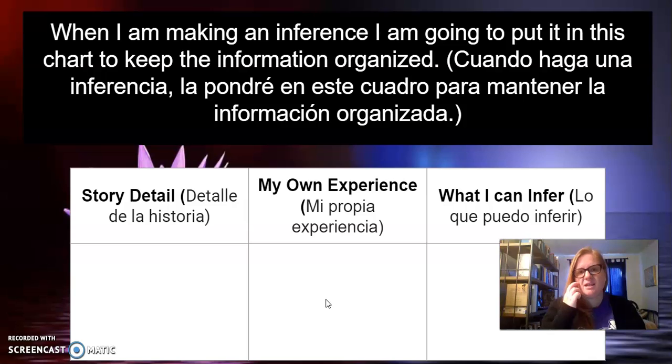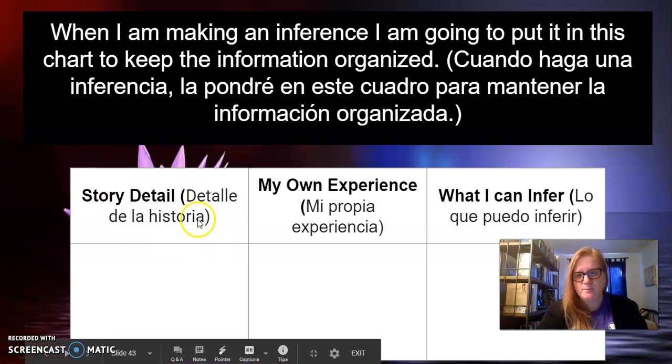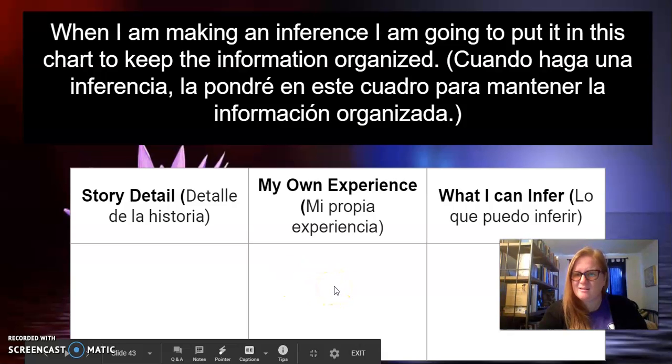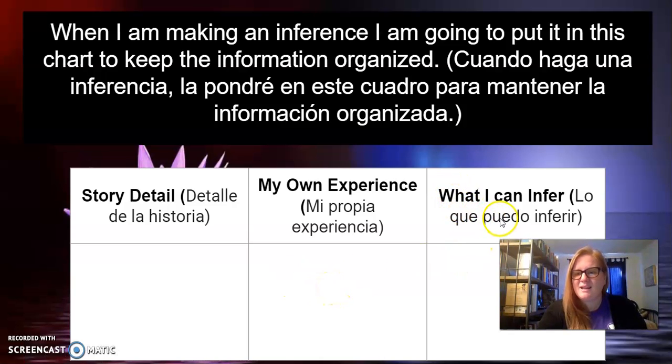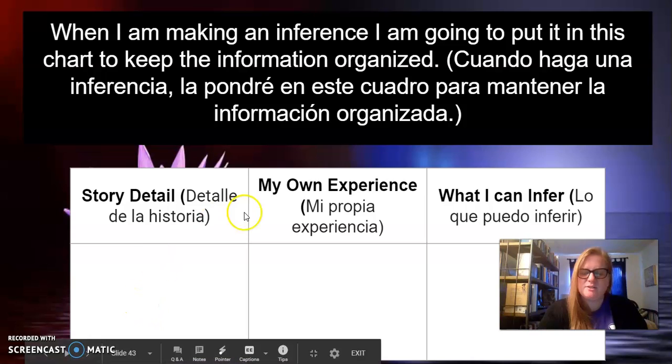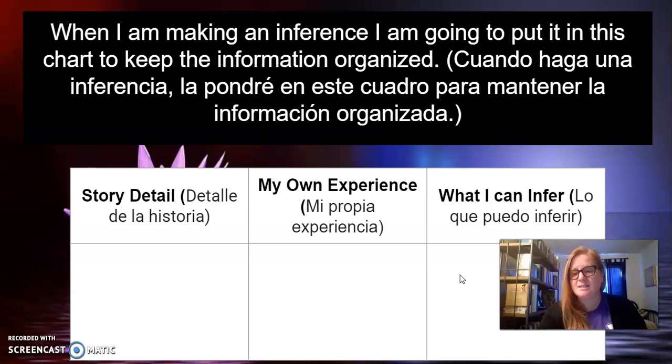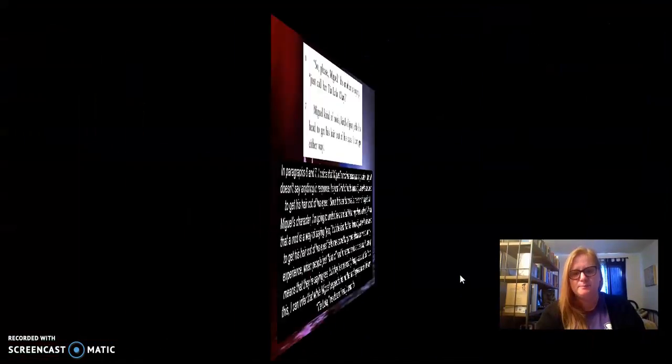So when I'm thinking of making an inference, I'm going to put it in this chart to keep the information organized. So the story detail, okay, that's going to be a quote directly from the text; my own experience, what I think about this; and what I can infer, taking the details plus my own experience. How does that apply to what's happening in the story with these characters is what we're getting at.